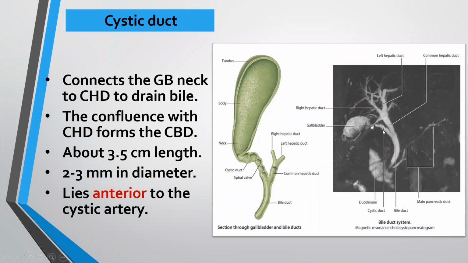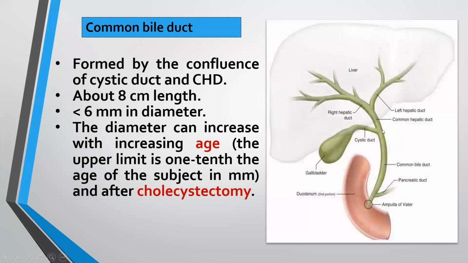Here in MRCP study, this is the cystic duct. Common bile duct is formed by the confluence of cystic duct and common hepatic duct. It's about 8 centimeter length, less than 6 millimeter in diameter. The diameter can increase with increasing age. The upper limit is 1/10 of the age of the subject in millimeter. Also it increases after cholecystectomy, reaching up to 10 millimeter.